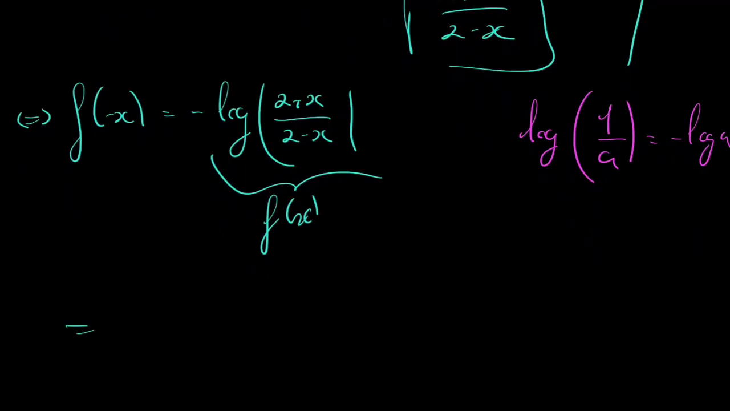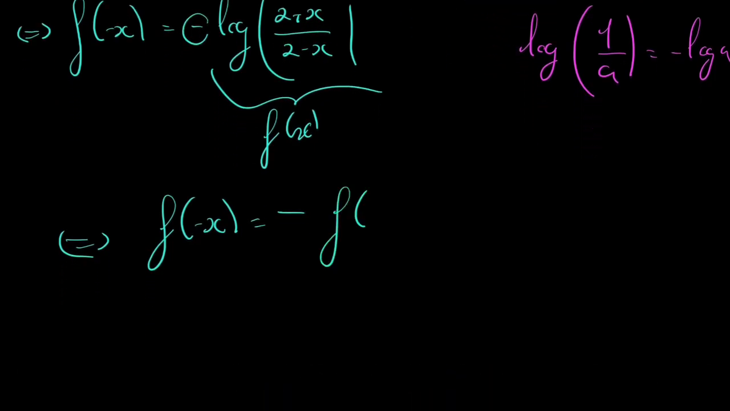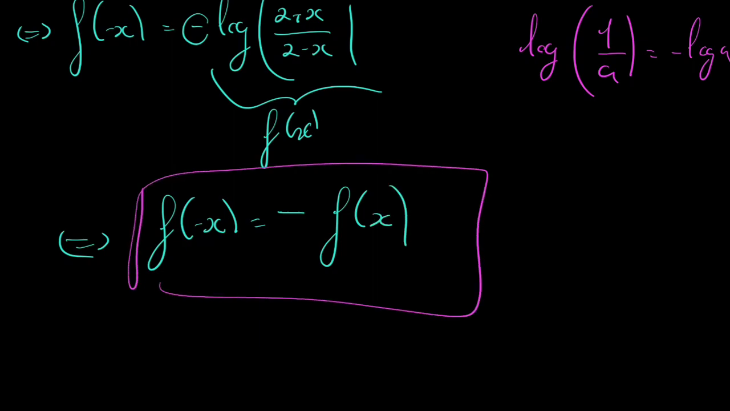And so this is equivalent to f of minus x being equal to minus f of x, because we've got the minus here still. And we have proved what we wanted to prove.